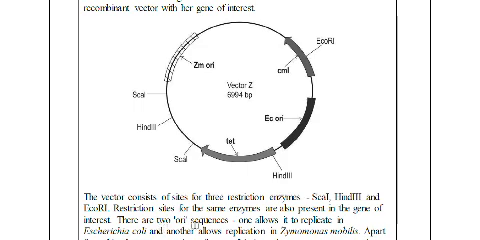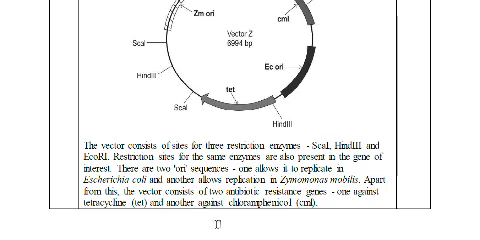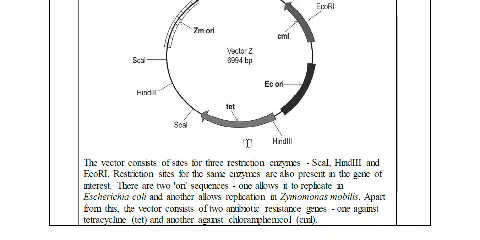There are two origin sequences. One allows it to replicate in E. coli and the other one in Zymomonas mobilis. That is, one in a bacterium and one in another organism. Apart from this, the vector consists of two antibiotic resistance genes. One is tetracycline resistance and the other one is chloramphenicol.